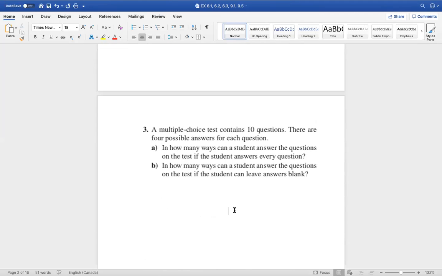So it's question number 3, part A. A multiple choice test contains 10 questions. There are 4 possible answers for each question. In how many ways can a student answer the questions on the test if the student answers every question? If the student answers every question, then it's a 10 question exam which has 4 multiple choice options for each question. So 4 to the power of 10 is the number of ways the student can answer the questions.